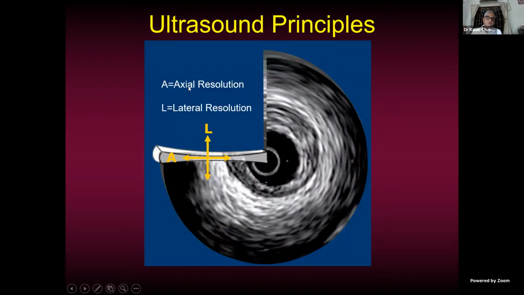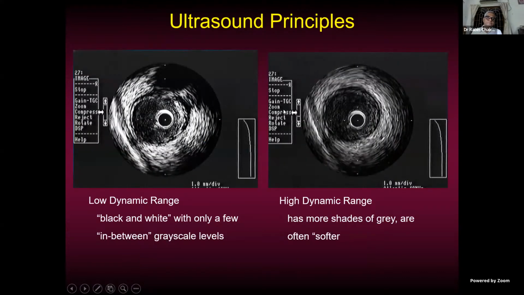So one is axial resolution, which is this way, and the other is lateral resolution, that is this way. So axial resolution in this direction, and lateral resolution in the other direction. That's how the image is being created. These are the basic principles of IVUS.